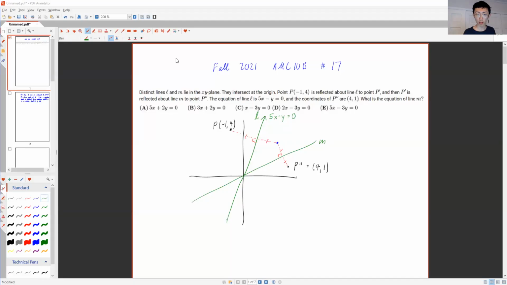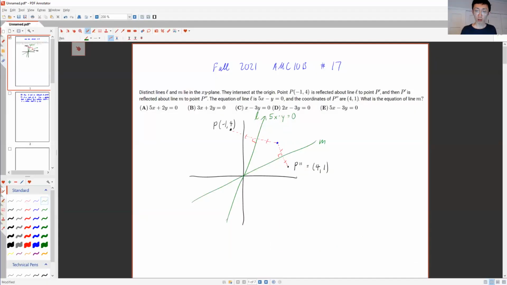So the problem says distinct lines M and L intersect in the XY plane. They intersect at the origin. The point P at -1, 4 is reflected over L to P prime. And then P prime is reflected about line M to P double prime. The equation of line L is 5x minus y equals 0. The coordinates of P double prime are 4, 1. What is the equation of line M?